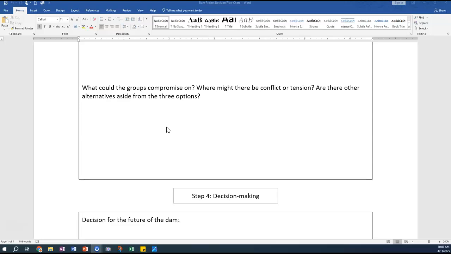Are there alternatives aside from the three options that we've given? So remember, we said keep, modify, or remove. So those seem pretty straightforward to me, but maybe there's some options within the modify category, right? That's kind of a gray area. What modifications could we make that would bring in more of these groups?